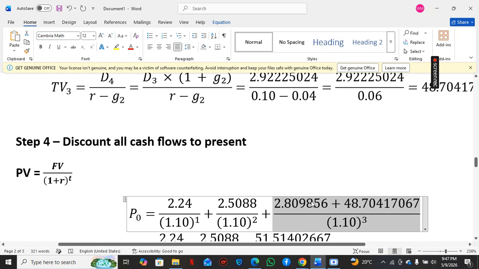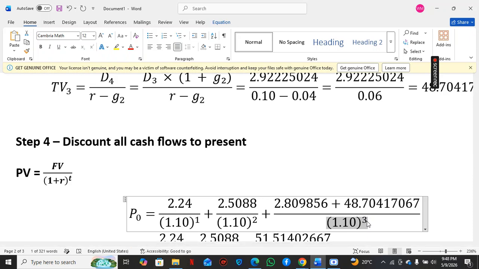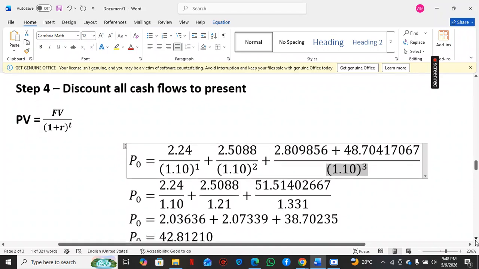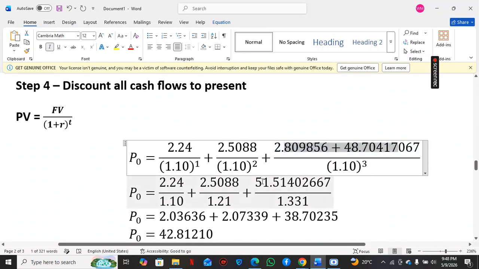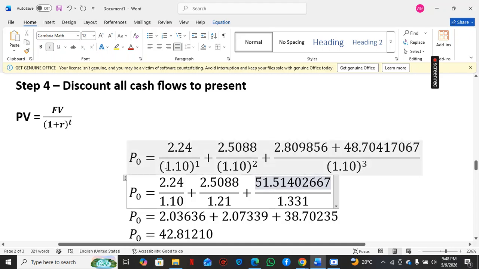Then the dividend for year 3 and the terminal value, they're all going to be discounted to the power 3. Because remember, the terminal value is being applied at the end of year 3. That's why we're discounting it 3 years backwards. We're not discounting it 4 years backwards. No, 3 years backwards, because this terminal value is applied at the end of year 3. So once you add these two, you get 51.51.